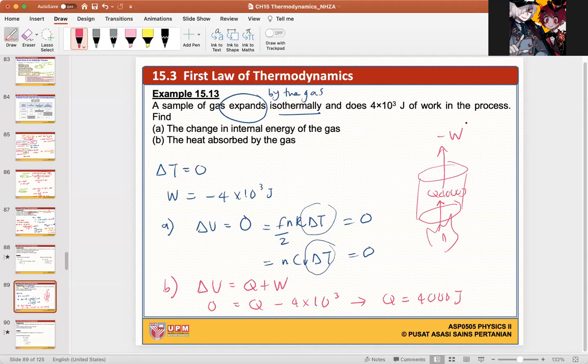Doktor, nak tanya, yang ini work by the gas ke work on the gas? Work by the gas because it expands. Jadi kalau work by the gas, kalau expand should be positive kan? Work by the gas should be positive, kalau expand.